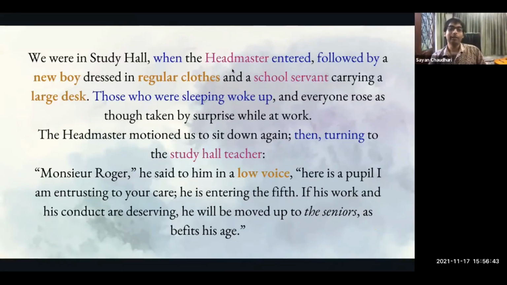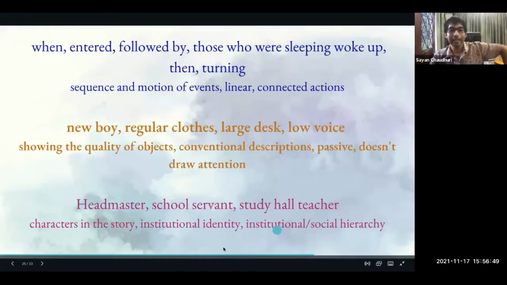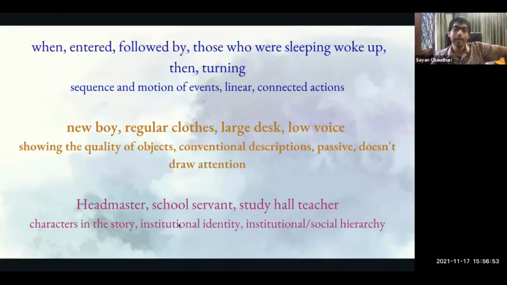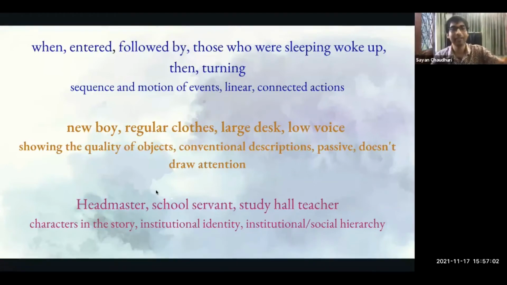We find another pattern: headmaster, school servant, study hall teacher. They're characters in the story, but they're presented in terms of institutional identity. And there is an institutional social hierarchy also, right? By saying headmaster, school servant, study hall teacher, that hierarchy is also established. So these are some of the patterns we find. So in different paragraphs, you find different sets of patterns.